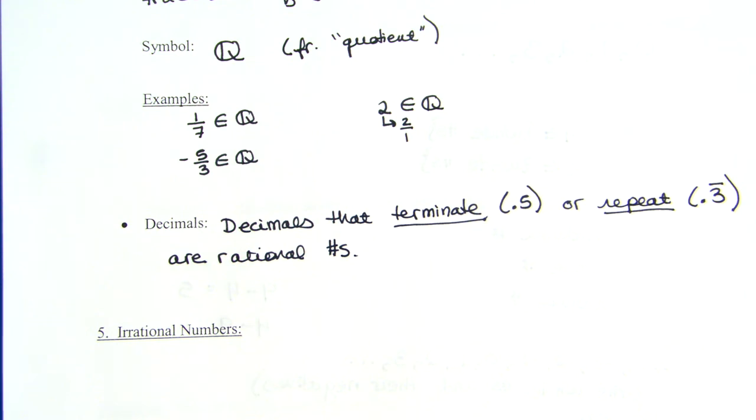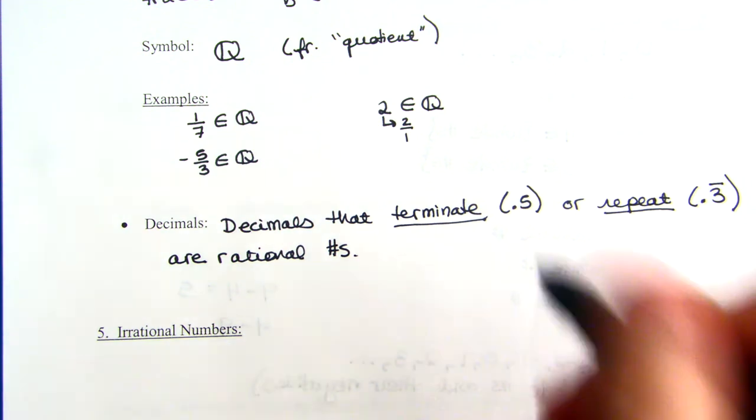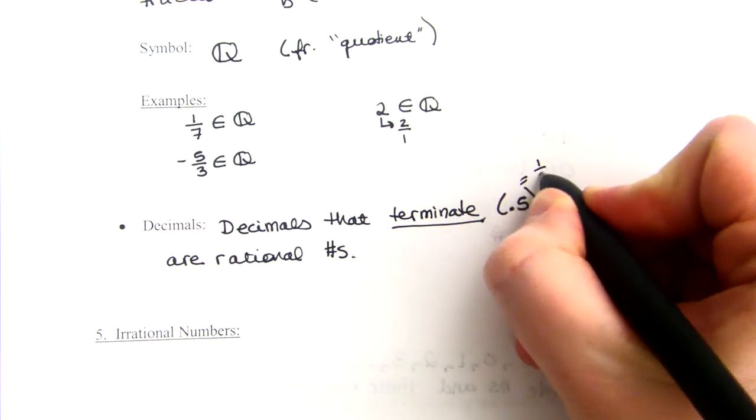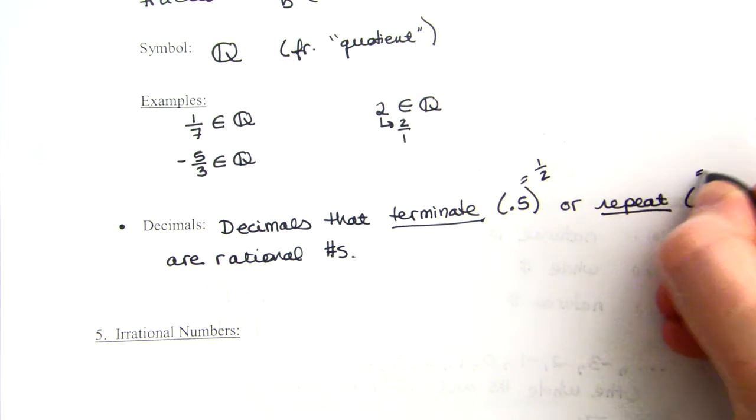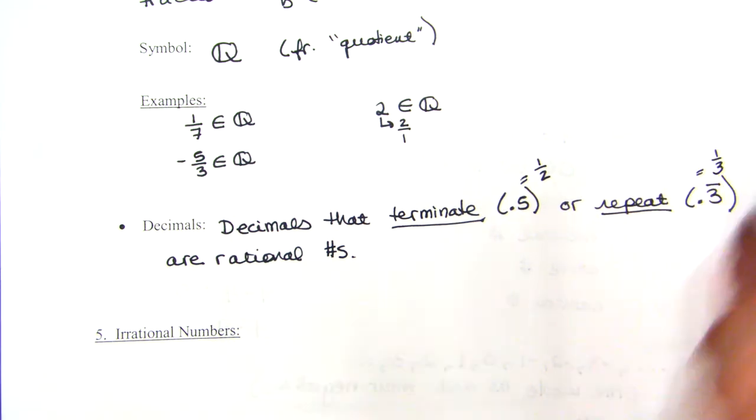They're numbers that could have been written as fractions. I know that 0.5 is just a half. I know that 0.3 repeating is just a third. Any terminating or repeating decimal will have a fraction it came from. It's not always easy to find those fractions. We're actually not going to focus on that so much, but we're just going to know that we could find a fraction that would give that decimal.